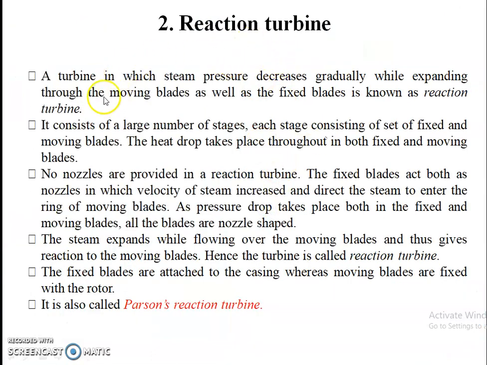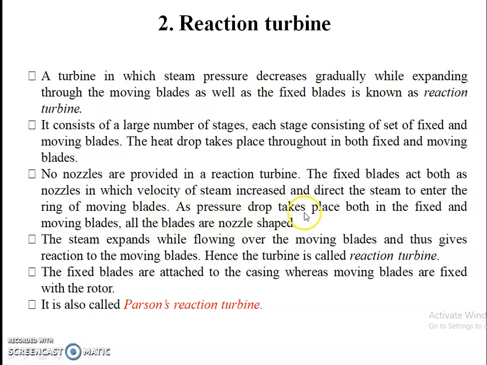The turbine in which steam pressure decreases gradually while expanding through the moving blades as well as the fixed blades is known as a reaction turbine. It consists of a large number of stages, each stage consisting of a set of fixed and moving blades. The heat drop takes place throughout in both fixed and moving blades. No nozzles are provided in a reaction turbine. The fixed blades act both as nozzles, in which the velocity of the steam increases, and direct the steam to enter the ring of moving blades.